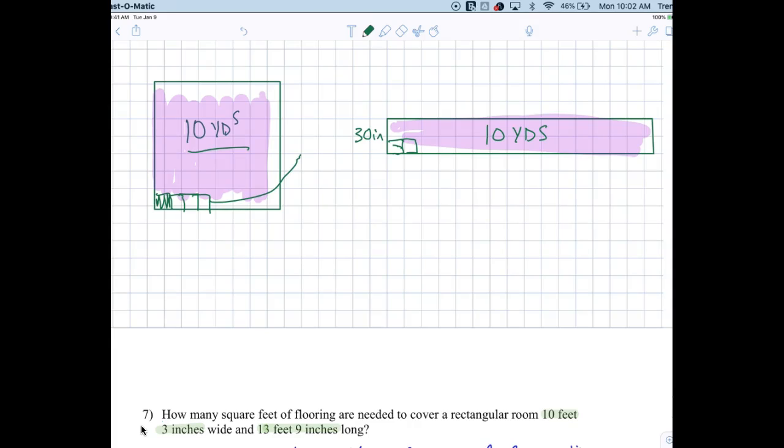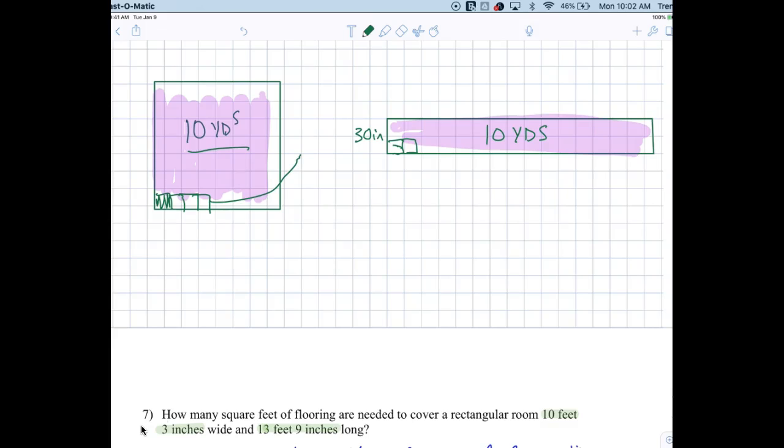Right. Well, it's not that they don't go in evenly. We say that their units are different. We cannot have different units. It has to be the same units. All right? So, in my opinion, it's easier to change an inch to a yard than a square yard to an inch.